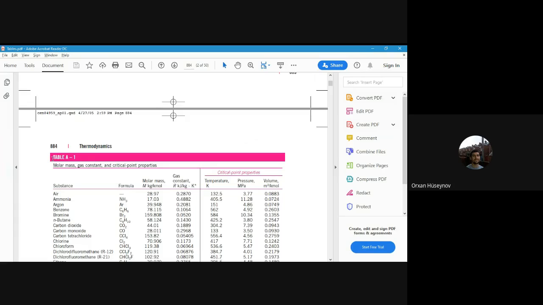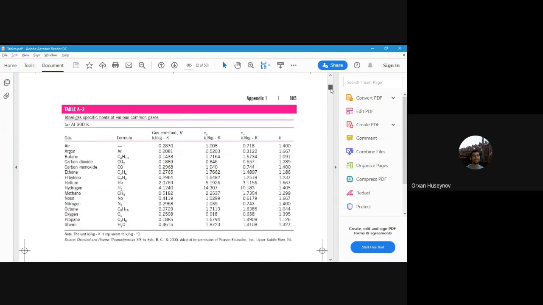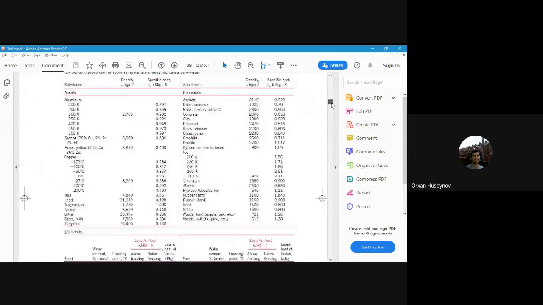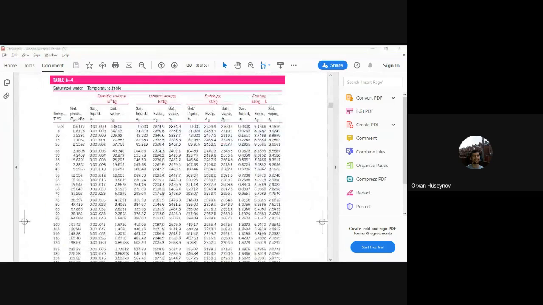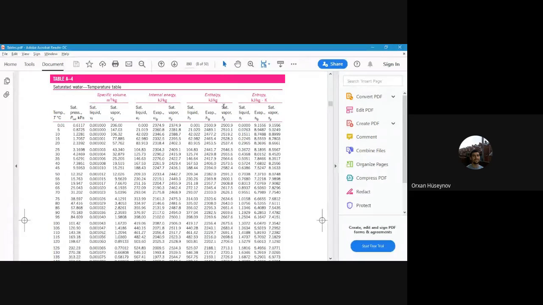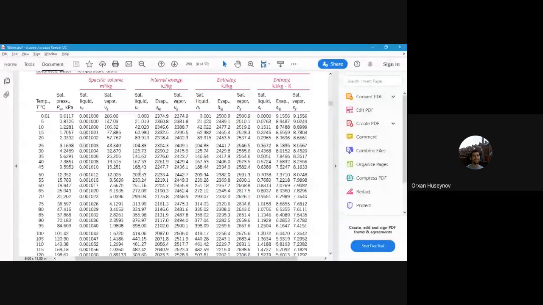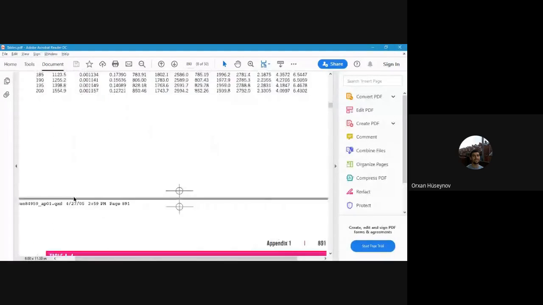You can see the names of the tables. This one is table A1. And I'm going to the table A4. Let me go back to the table A4 here. This one is the A4. And the question says find the enthalpy value for 500 degrees Celsius and the pressure is 180 kilopascals. Now we should find it. The temperature is 500 degrees Celsius.